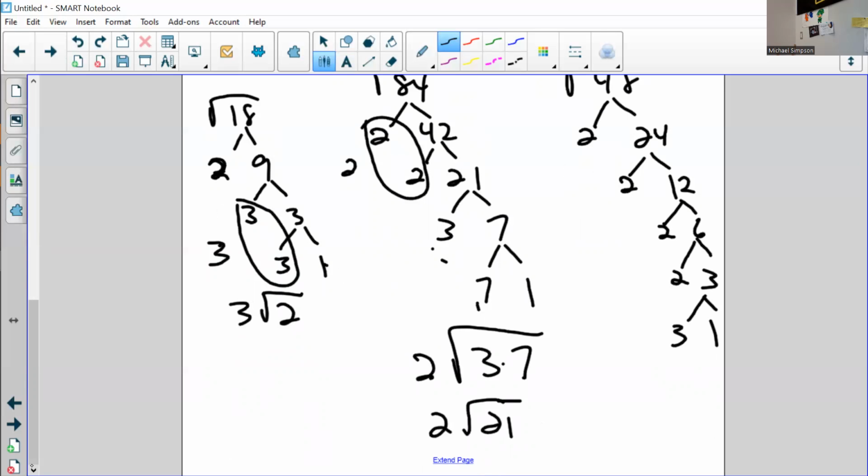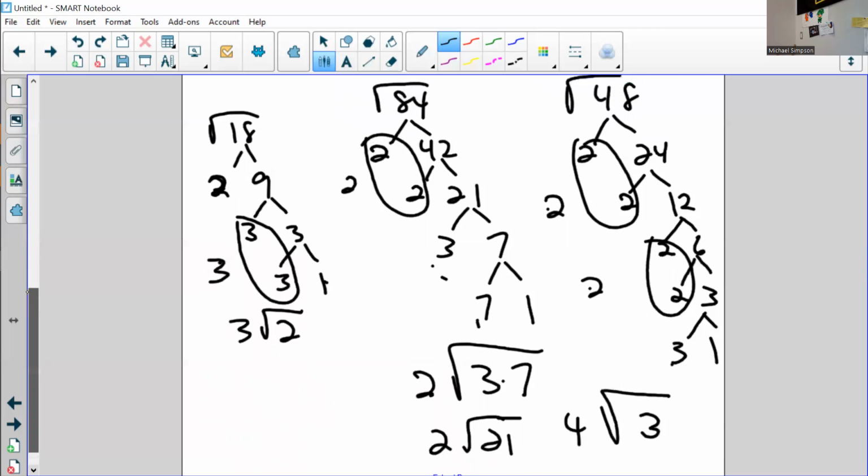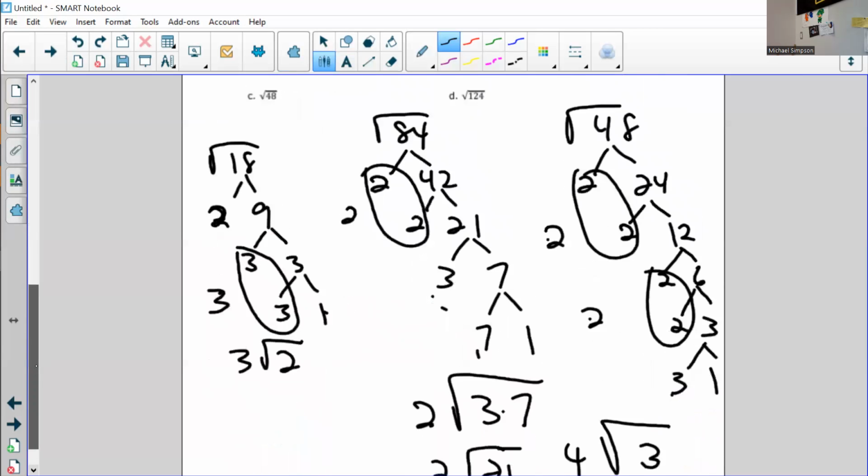So now I have 1 on the right. I know I'm done. Let's see how many pairs I have. I have one pair of 2, that gives me a 2 right there. Another pair of 2s, that gives me a 2 right there. The 3 is by itself, so it stays inside the radical. I have two pairs of 2. 2 times 2 is 4. 4 radical 3. And the last one is radical 124.